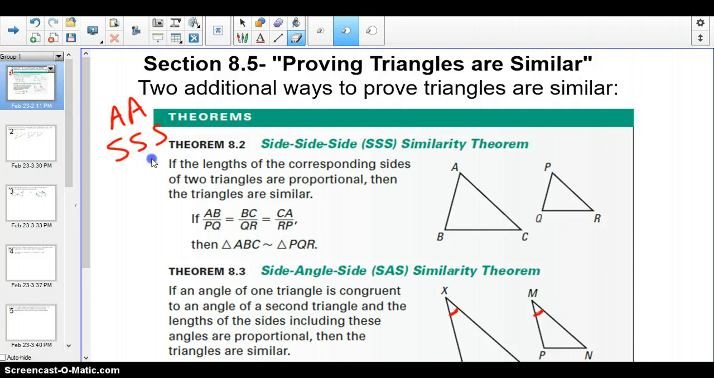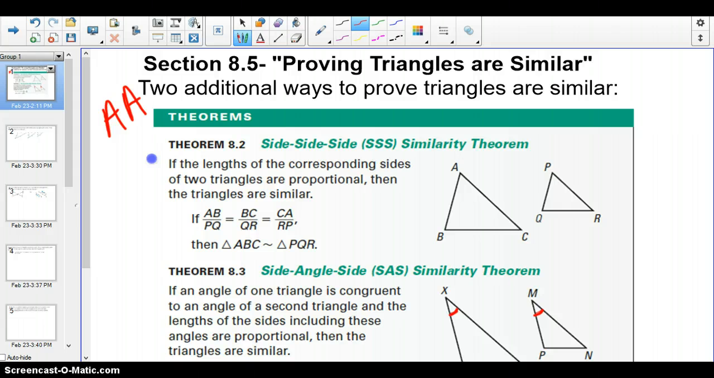Okay, we've got a couple new ways to prove triangle similarity today. Last week we knew a shortcut, and that was angle, angle. If we have two triangles and we can see that there are two pairs of corresponding congruent angles, then the triangles are similar. We've got two more.